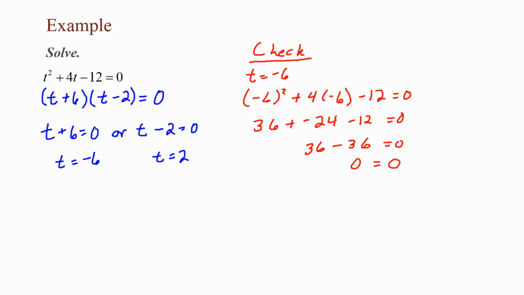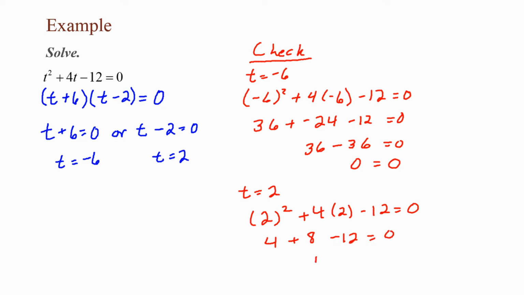I can do the same check with t equals 2. 2 squared plus 4 times 2 minus 12 equals 0. 4 plus 8 minus 12 equals 0. 12 minus 12 equals 0. 0 equals 0. So both of our solutions are correct.